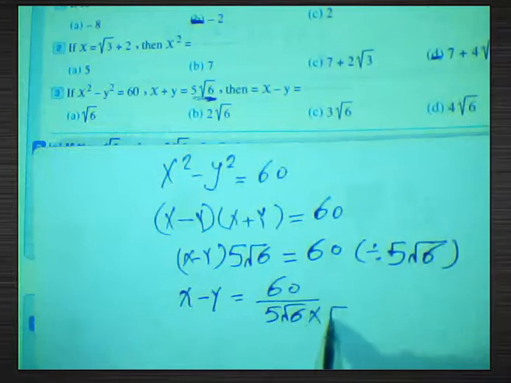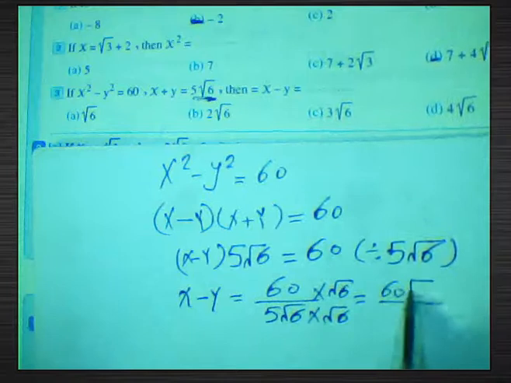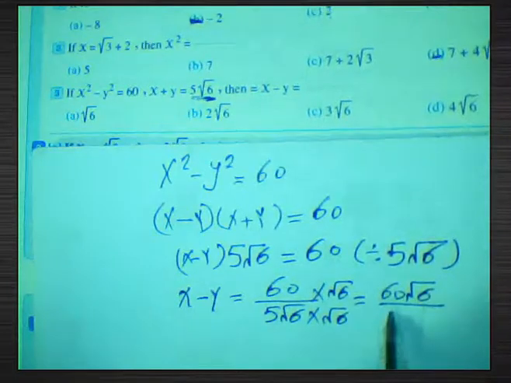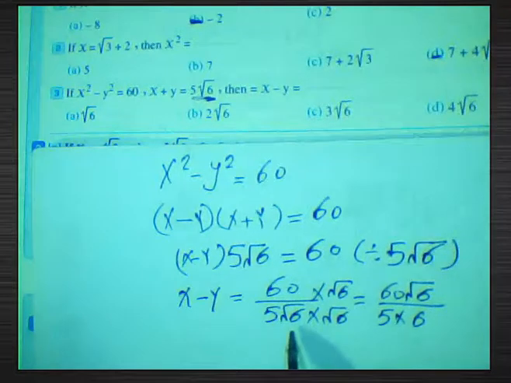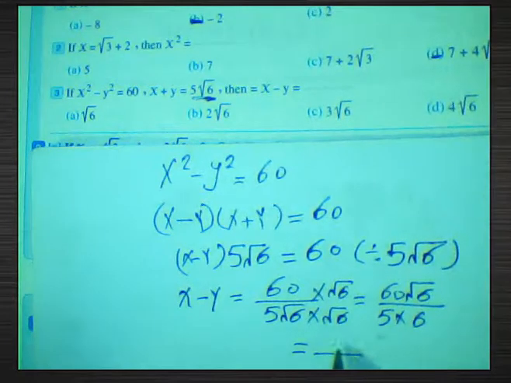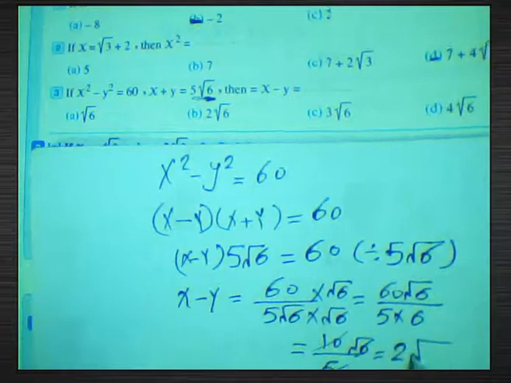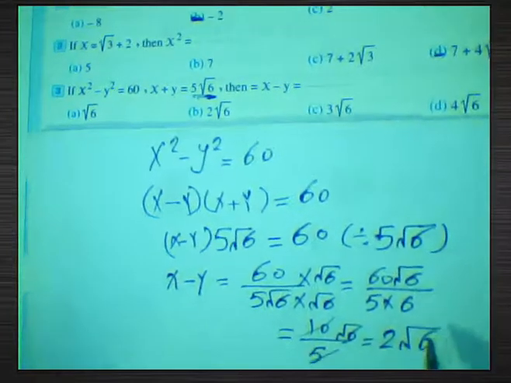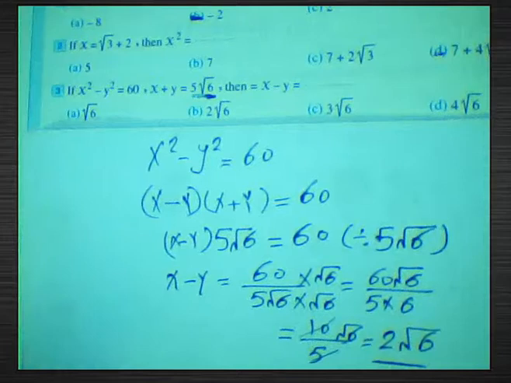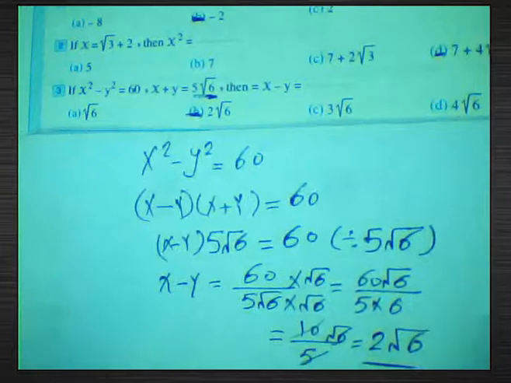We can find the result by multiplying by square root of 6. 60 root of 6 over 5 times 6, because square root of 6 times square root of 6 equals 6. 60 over 6 equal 10. So the result will be 10 over 5 square root of 6, and 10 divided by 5 equal 2, and we will write square root of 6 behind it. So the result will be 2 square root of 6. We choose letter D. It's okay.